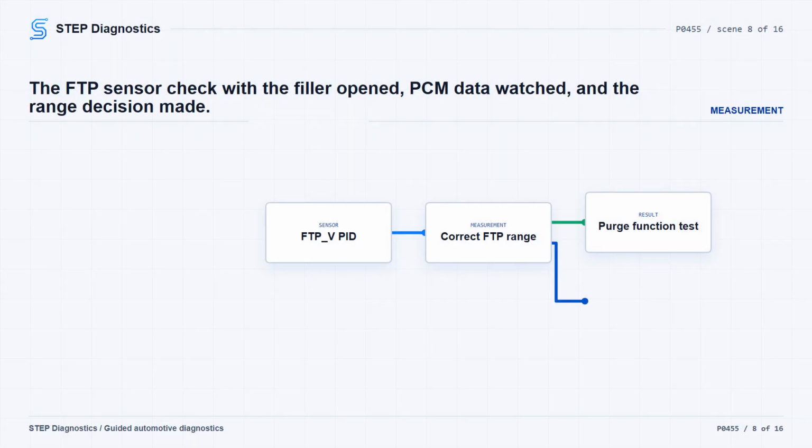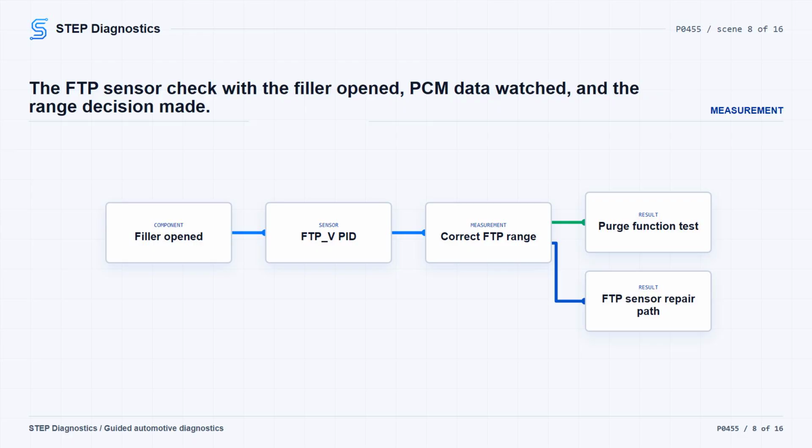For the FTP check, open the fuel system to atmosphere at the filler. On a capless filler, install the supplemental refueling adapter. On the other setup, remove the fuel cap. Turn the ignition on, go into the PCM data, and watch the FTP VPID. Use the range that applies to the application, between 1.409 and 1.54 volts for the listed applications, or between 2.129 volts for all others.